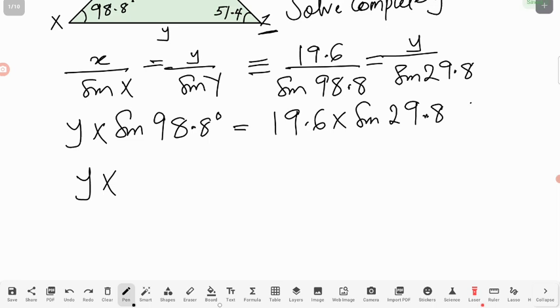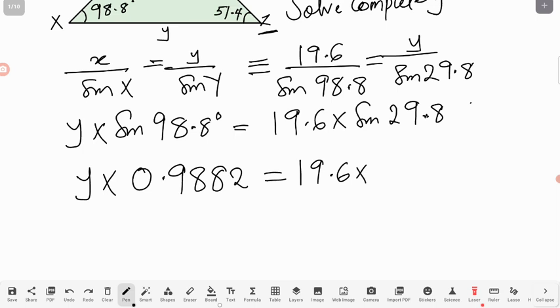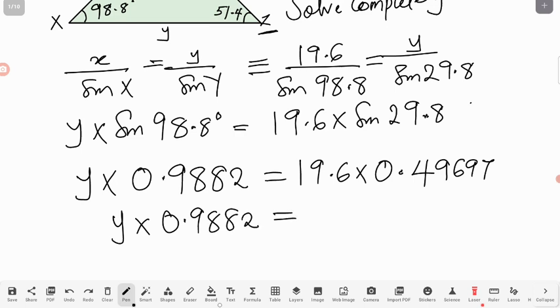Sine 98.8, by the time you press it, we have 0.9882. Then 19.6 multiplied by sine 29.8, which will give you 0.49697. So you continue to write 0.9882 y is equal to 19.6 multiplied by 0.49697. We have 9.741.